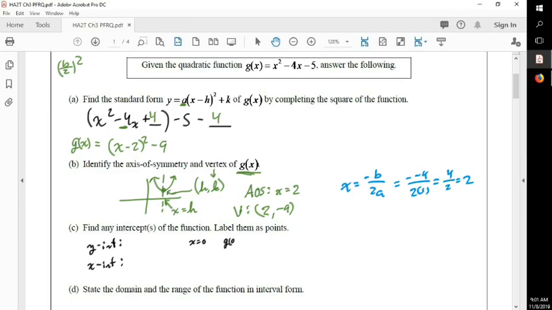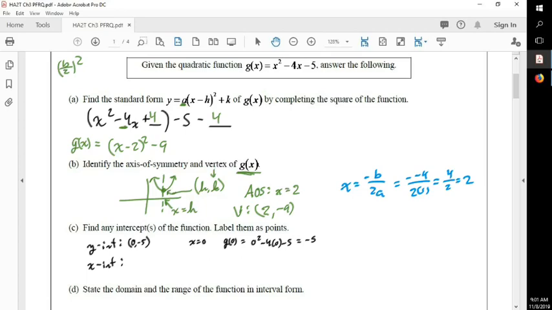We have g of 0 equals 0 raised to the second power minus 4 times 0, minus 5. What does that equal? -5. So what is your y-intercept? -5. You can just write -5, or you can say (0, -5). But it says right here, label as points. So we have (0, -5).